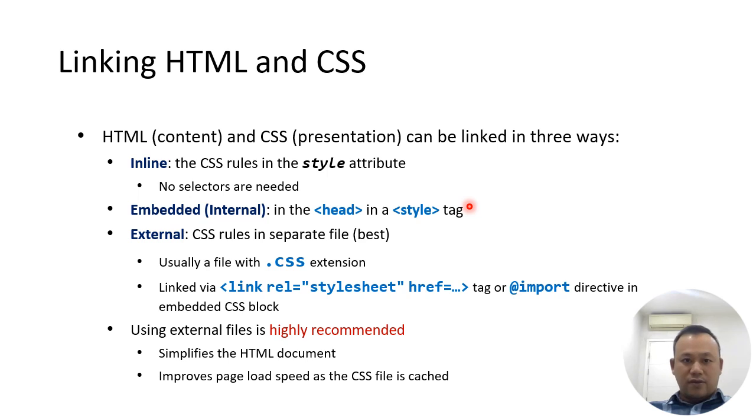For the last way, the third way, external, CSS rules are implemented in a separate file, and the file extension is .css. This file is linked via angle brackets like this. For linking HTML and CSS, we should use the third way, to simplify the HTML document, improve page load speed, and make use of caches.